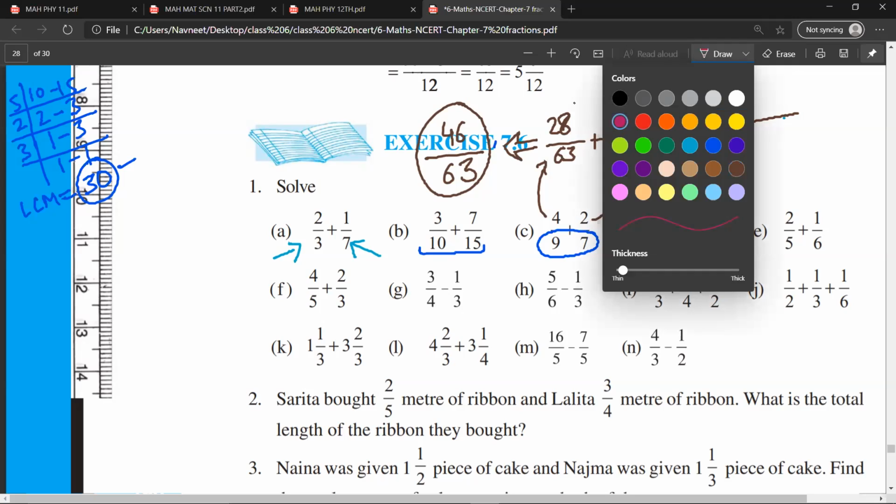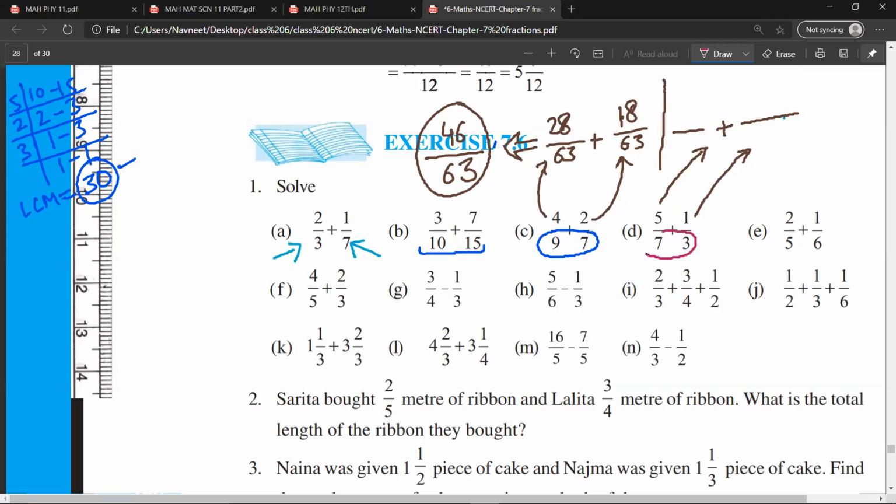In the next question, what would be the LCM of 7 and 3? 21. So 5 by 7 would be something upon 21. 1 upon 3 would be something upon 21. What should I write here? 35 by 21 and 7 by 21. So 7 times 3 is 21, therefore 5 times 3 is 15. And 3 times 7 is 21 and 1 into 7 would be 7.